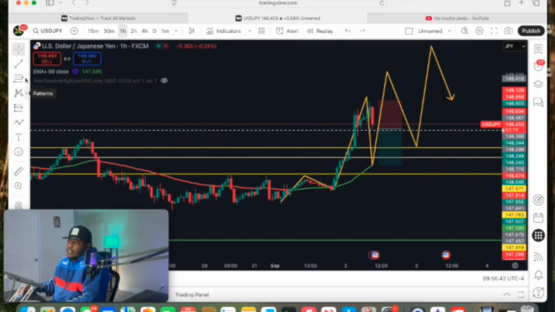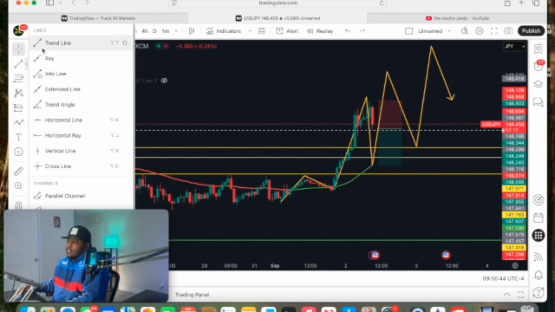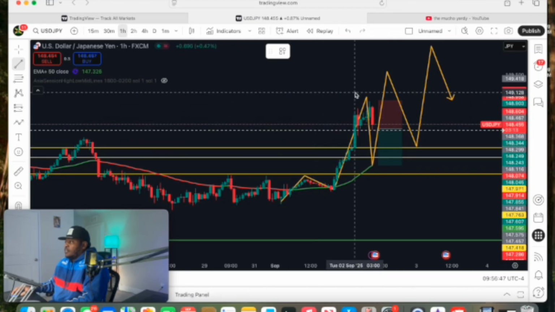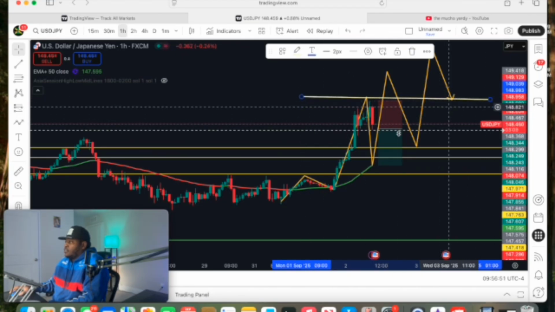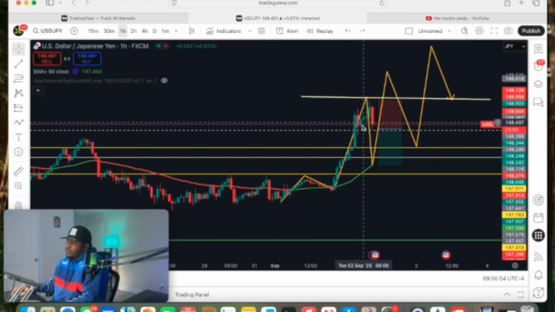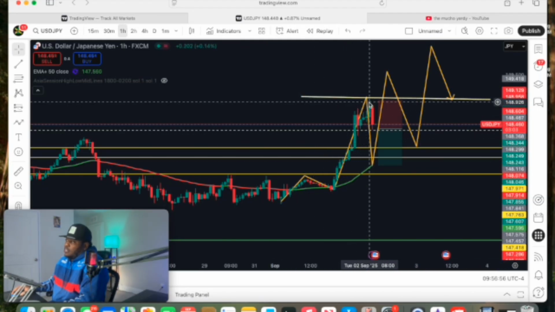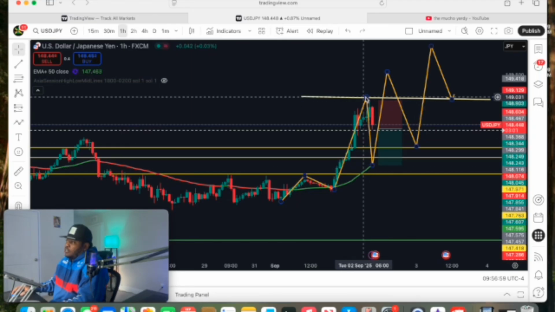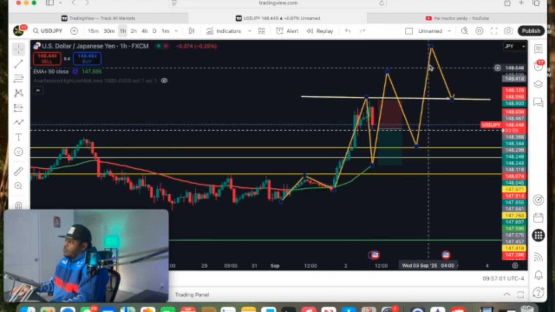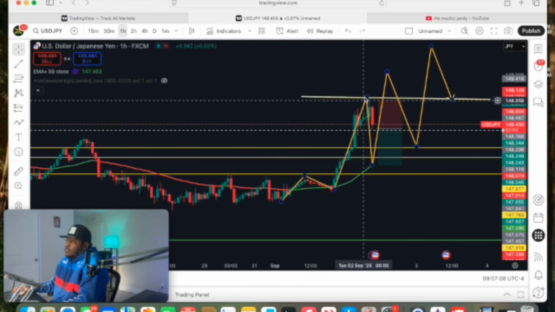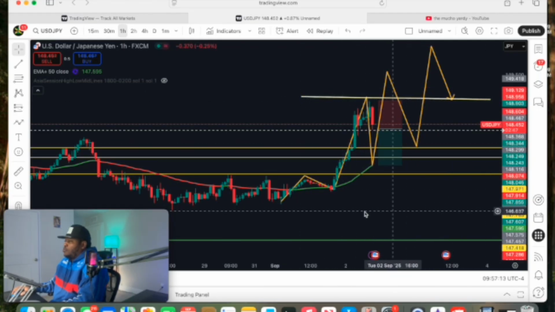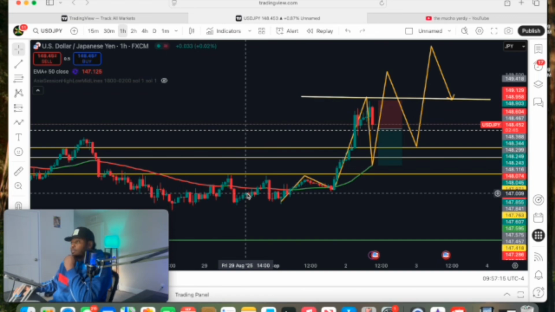Okay, and then as I said, you draw it like that. So on this side, it's a resistance. The price came up to it and rejected, so it's resistance. When the price is above it and it comes down and bounces back up, it's a support. So you normally look for your entries and exits at these support and resistance points, right?